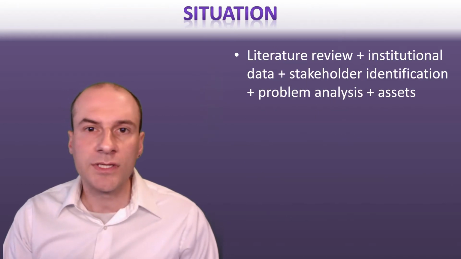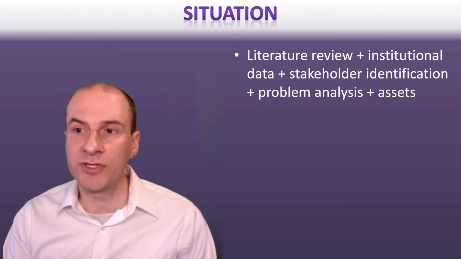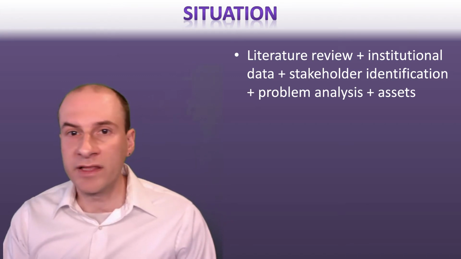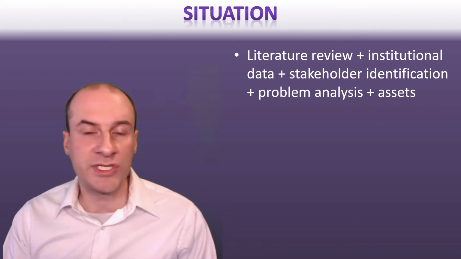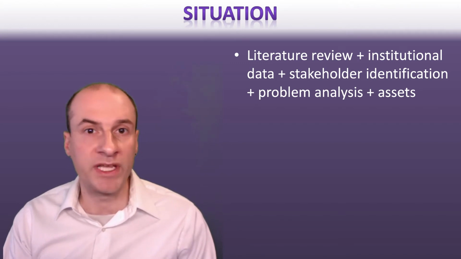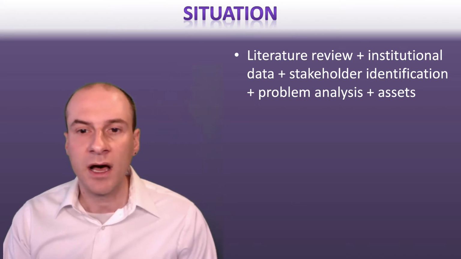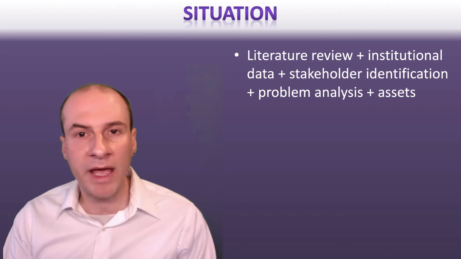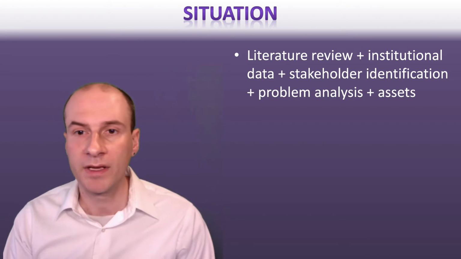All right. So when we think about the situation, we're thinking about what you've done to look at the literature that's there, different types of institutional data that is available, what your stakeholders have identified as being important issues for your institution or the challenge that you're facing, your analysis of that problem, and the different assets that you have to deal with this problem.